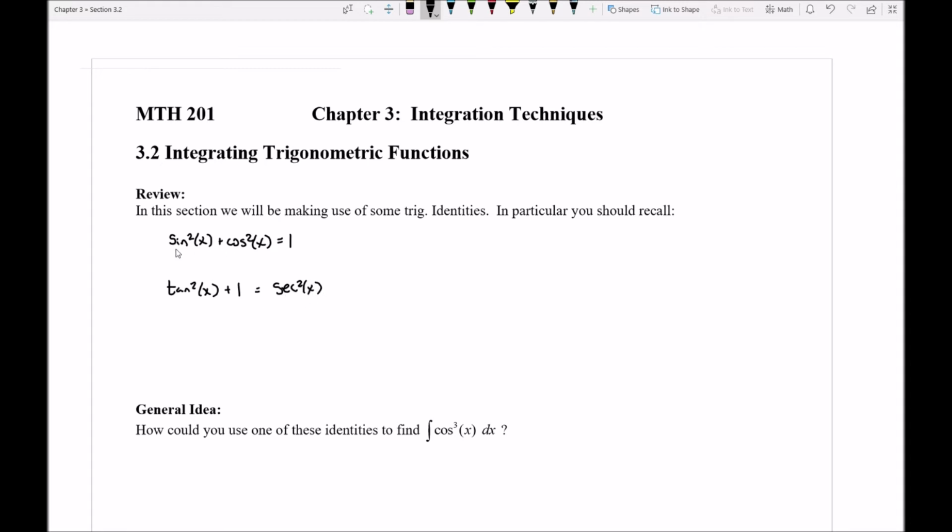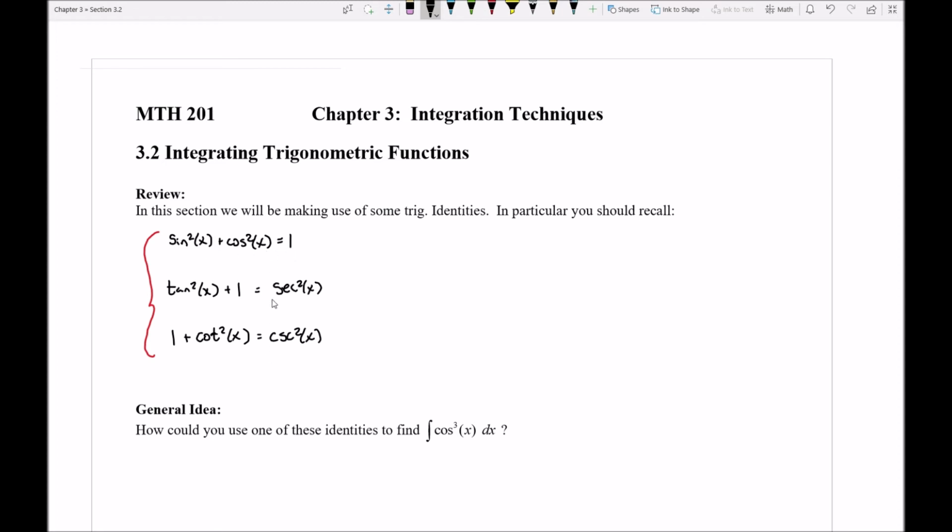I could also, instead of dividing by cosine squared, divide everything by sine squared, and that would leave me with 1 plus cotangent squared of x, and 1 over sine squared would give me cosecant squared. Now I'm going to group these identities together as a red group of identities. These are the identities we typically refer to as the Pythagorean identities. They look very similar to the Pythagorean theorem, a squared plus b squared equals c squared, and in fact, that's where this first identity even comes from.